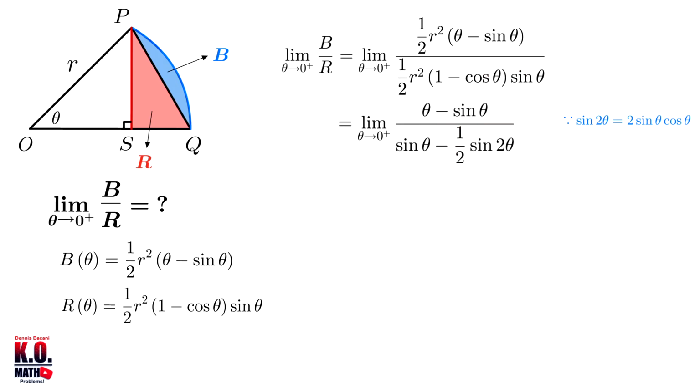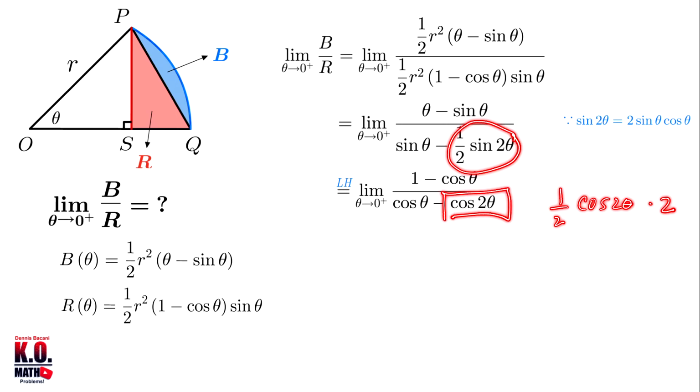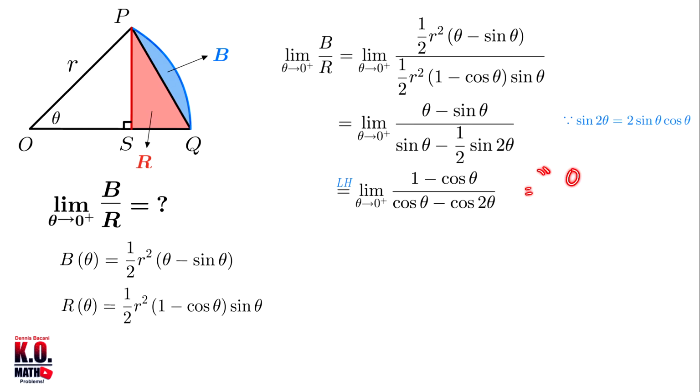So now applying L'Hopital's rule, we'll get here limit as theta approaches 0 from the right of the derivative of this, which is 1 minus cosine theta, and the derivative of sine theta is cosine theta, and the derivative of this one is equal to 1/2 times cosine 2 theta times 2, which is equal to cosine 2 theta. And if we look at the limits of the numerator and denominator, the numerator will again approach 0. So that is 1 minus cosine of 0, which is 1. So 1 minus 1 is 0. Over cosine of 0 is 1. So that is 1 minus, again, cosine of 0. So 1 minus 1 is 0.